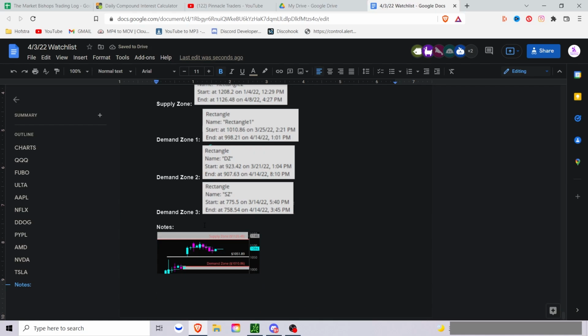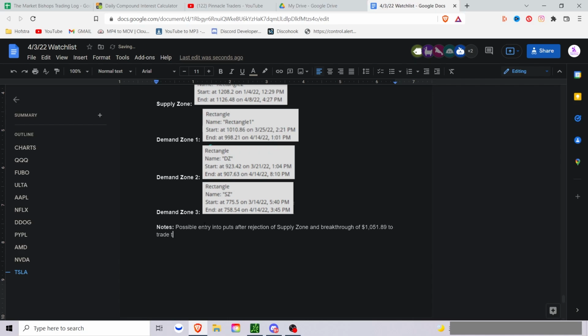Okay, so for notes we can write that possible entry into puts after rejection of supply zone and breakthrough of $1,051.89 to trade the fill of the gap up.